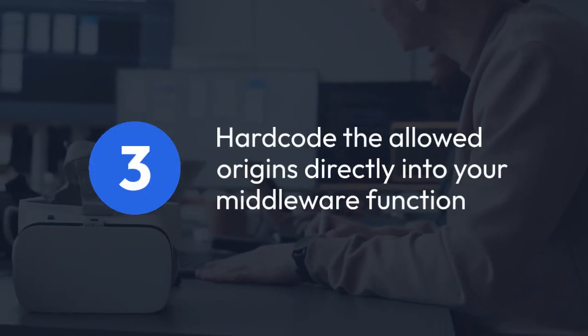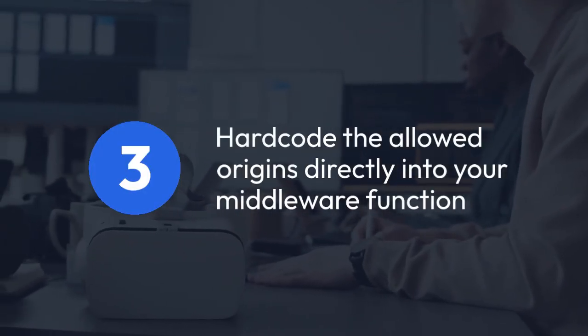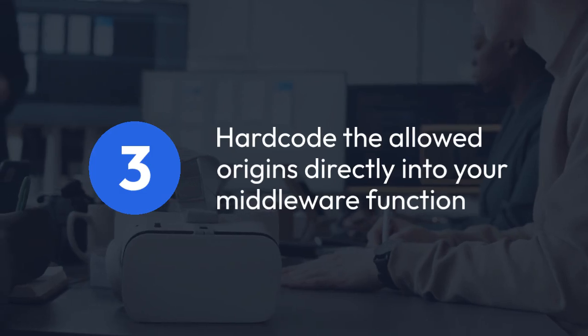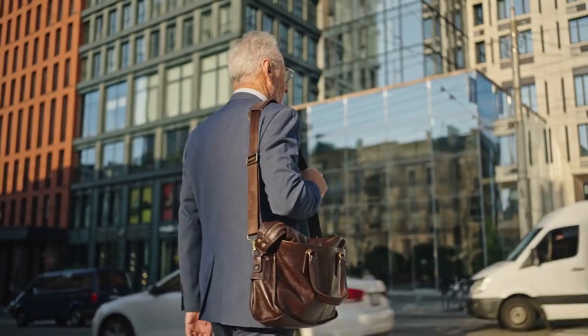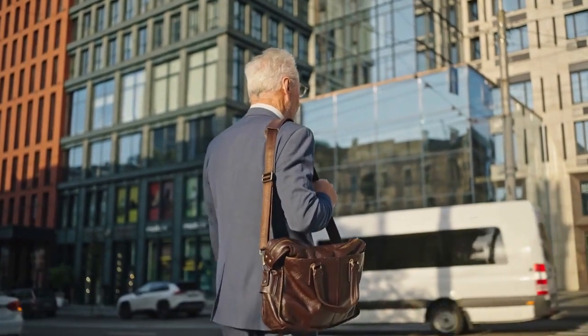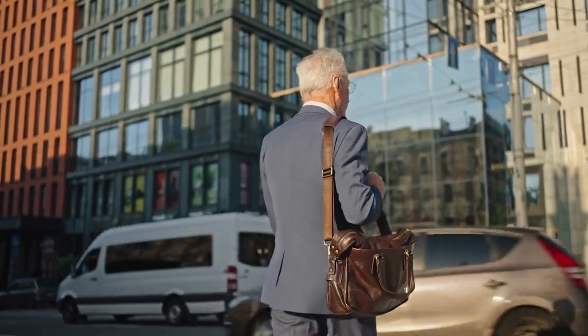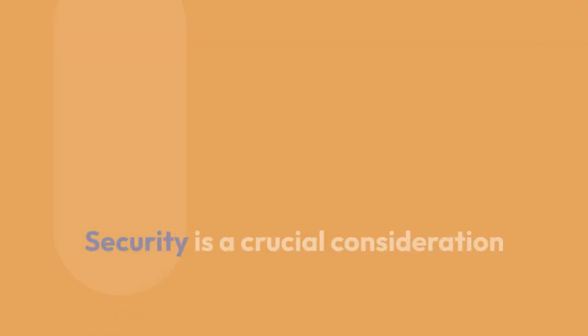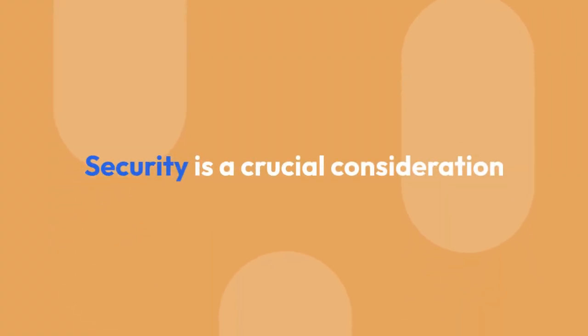3. You can also hard-code the allowed origins directly into your middleware function if you have a small fixed set of allowed origins, but this is less flexible and usually not recommended for production applications, where the allowed origins might change.